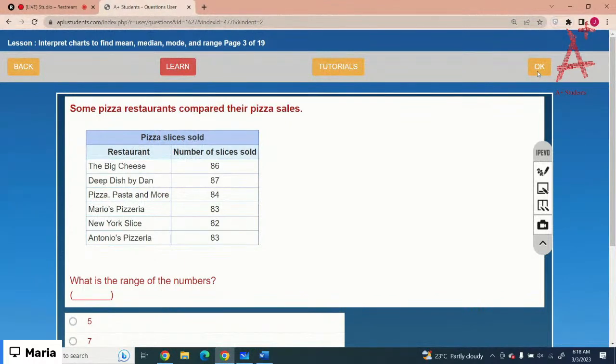Some pizza restaurants compared their pizza sales. What is the range of the numbers? So how do we calculate the range? You have to subtract the least number out of the greatest one in the data. Got it? So which one is the least in the data?